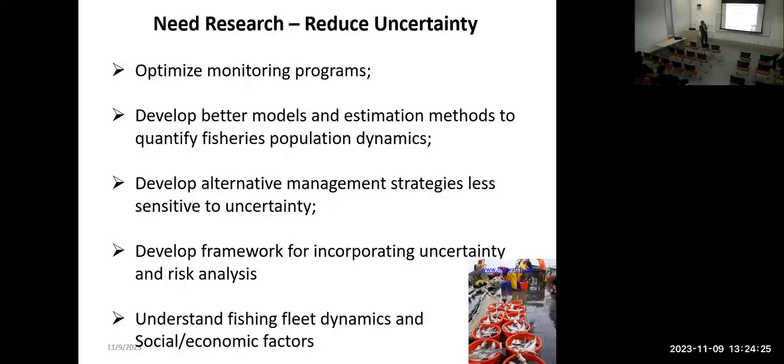And so, a lot of research in fisheries, they probably have different topics, but a lot of the time the research will try to optimize the monitoring program, develop better model estimation methods, and better quantify population dynamics. Also, try to develop alternative management strategies that are less sensitive to uncertainty. We also want to develop a framework to incorporate uncertainty into the decision-making process, and again, try to understand the fleet dynamics and the impact of socioeconomic factors. So those are, in general, the research that we need.